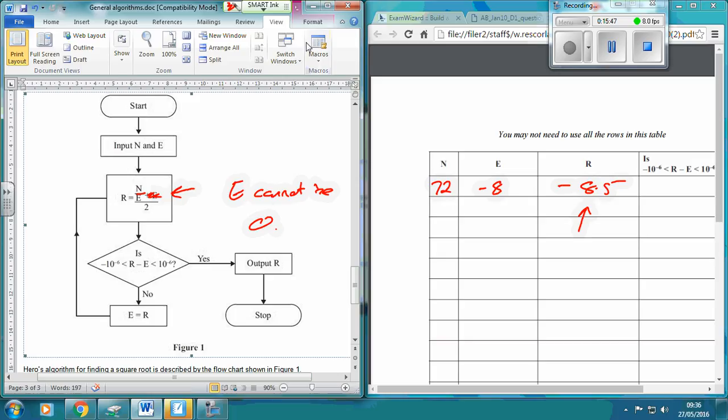And those are the only two questions on general algorithms that we've seen. So general algorithms and flowcharts, as long as you understand that we've just got to follow it and then write everything in the trace table step by step, then you know that you're going to get the correct answers.